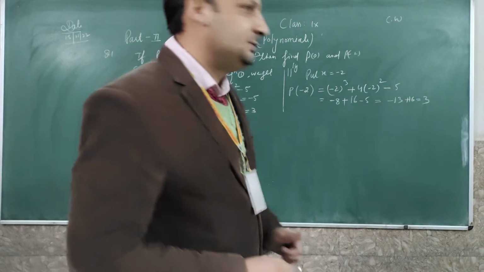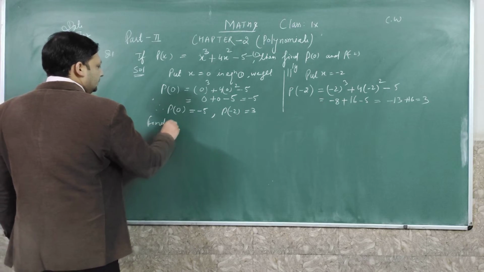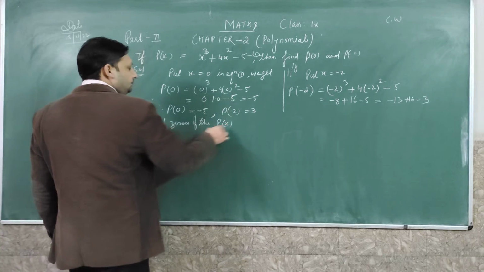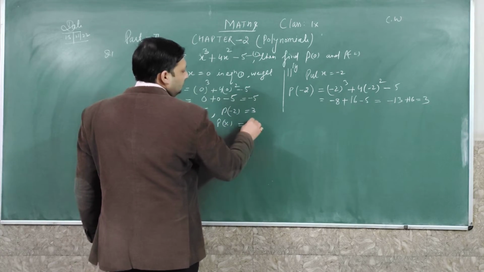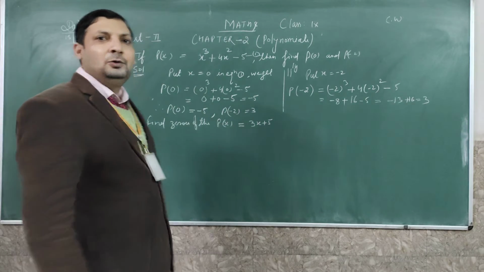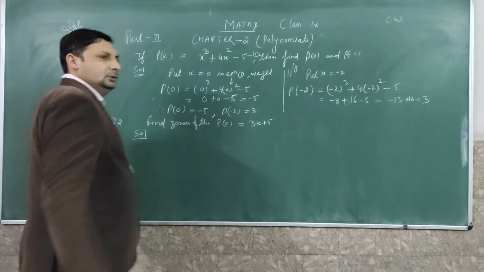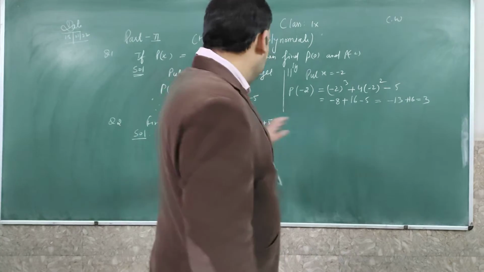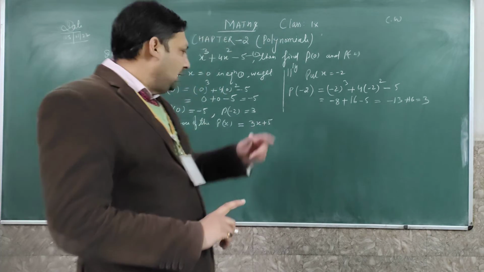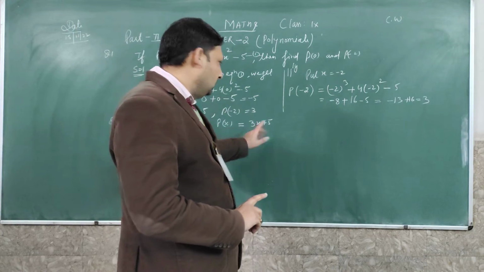Find zeros, a very easy concept. See how. Find zeros of the polynomial equal to 3x plus 5. I am taking the polynomial 3x plus 5. So dear student, first you have to think, which type of polynomial is it? It is a linear polynomial. Linear means power 1, degree 1. The variable x has only highest power 1, that is called linear. But according to the number of terms, this is called a binomial.